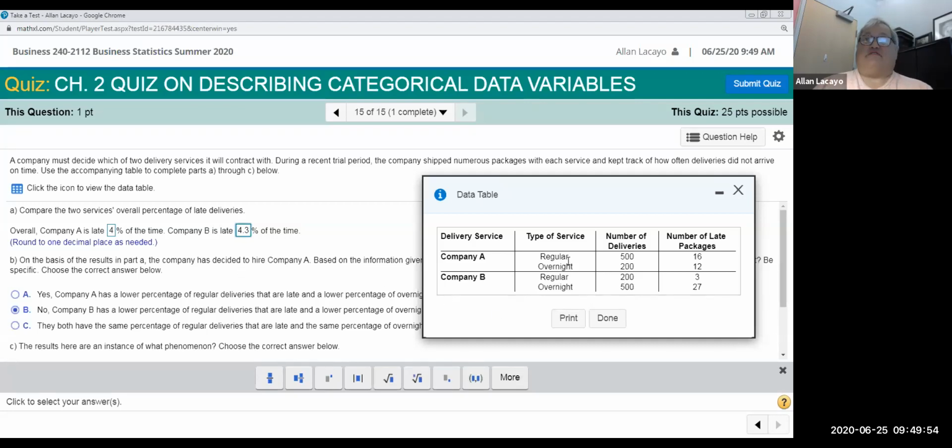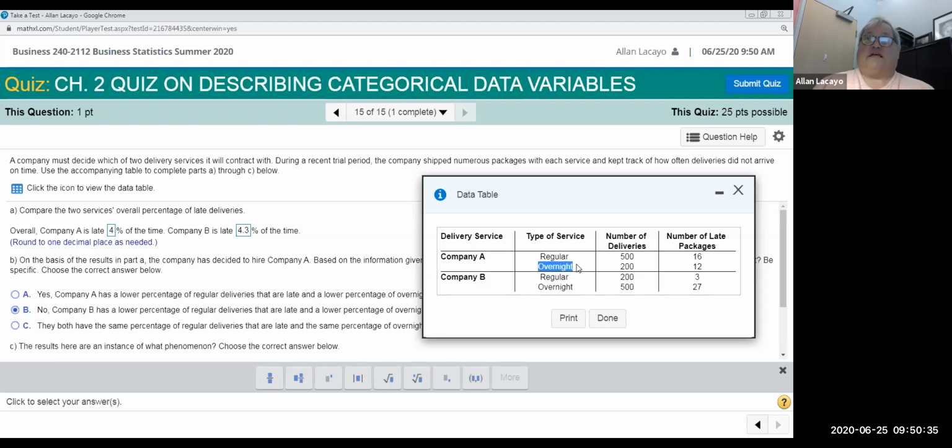However, when you look at the individual, the regular and the overnight rates here, 500 divided into 16 will give you a total of 8% late deliveries. And 8% is very different than the 1.5% of late deliveries here. So 1.5% is smaller, therefore Company B delivers fewer packages late on a regular basis.